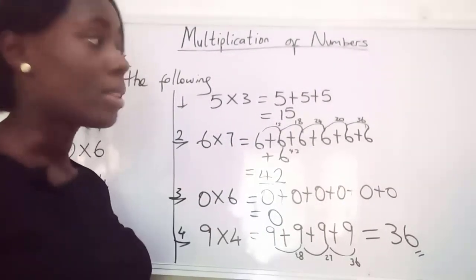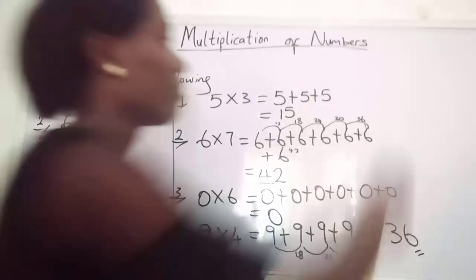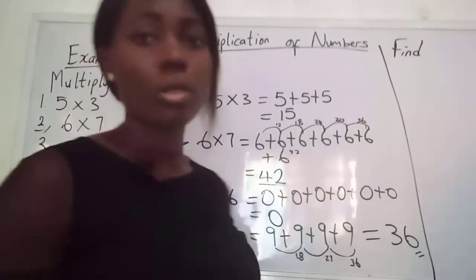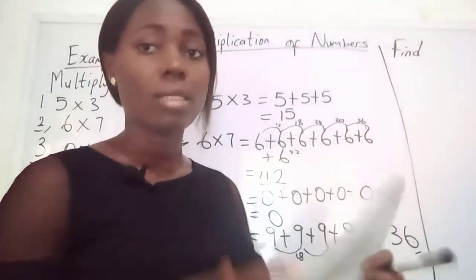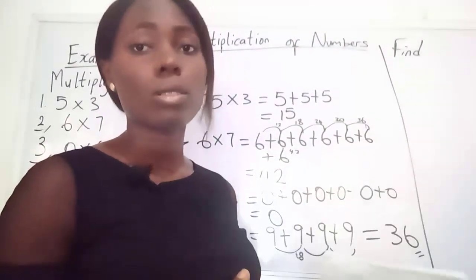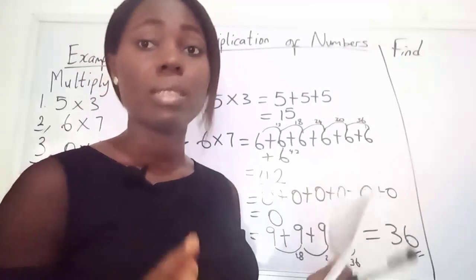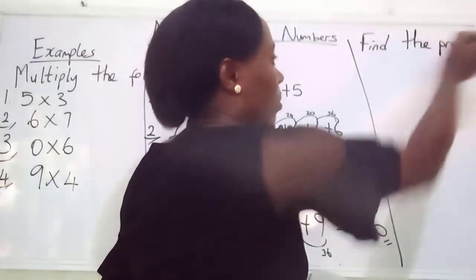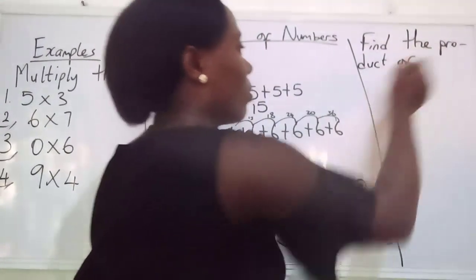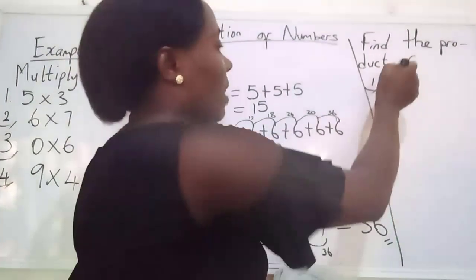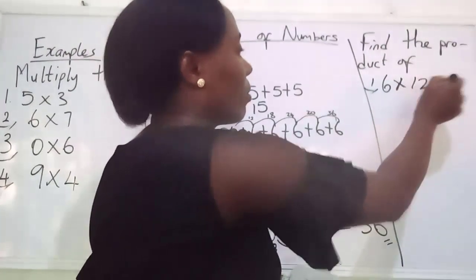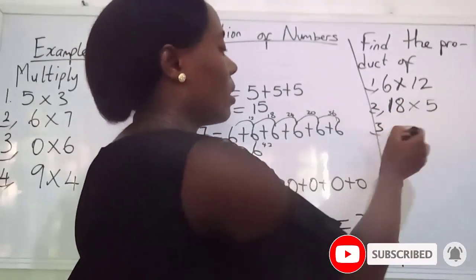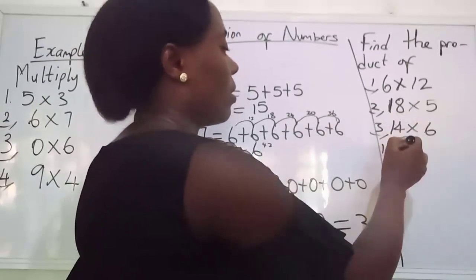It's quite simple. Alright, so you could solve 1 or 2 questions for me. Find the product. I told you earlier that product and multiplication are synonymous. Okay, if you are told find the product or multiply the following, it simply means the same thing. Okay, find the product of number 1, 6 times 12. Number 2, 18 times 5. Number 3, 14 times 6.